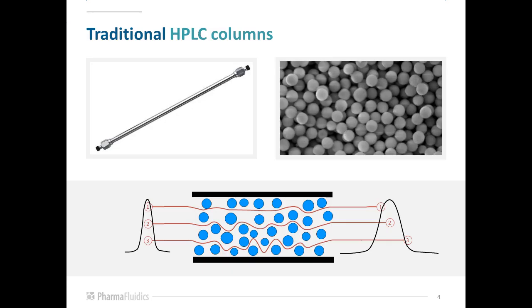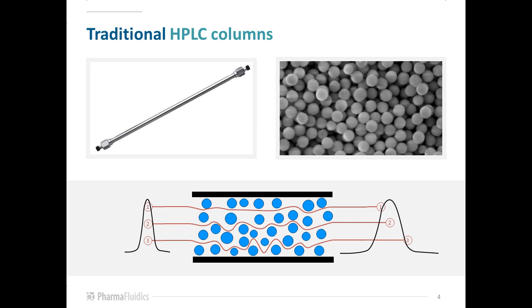Let's first have a look at the design of traditional packed bed columns. The stationary phase of these conventional columns consists of a bed of microparticles that have been packed into a cylinder or a capillary tube. These particles have a certain size distribution and thus consequently have a certain degree of heterogeneity. On top of that, their location in the column is more or less random, at best not perfectly ordered.